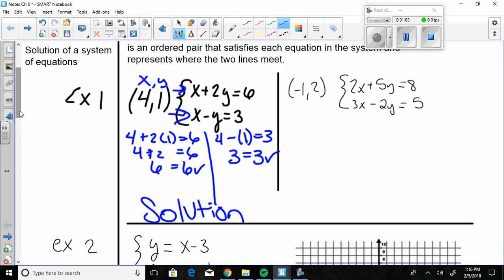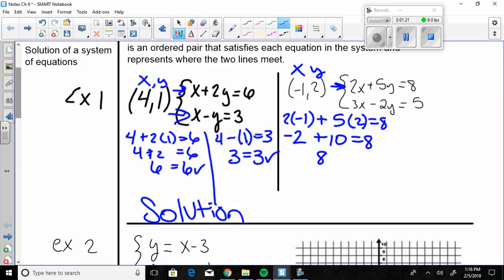Trying another one. Again, the point is our x and our y. Plugging into the first equation here. So 2 times negative 1 plus 5 times 2 equals 8. So that's negative 2 plus 10 equals 8. So negative 2 plus 10 is 8, 8 equals 8. So that one works, and you might be tempted to say that, well, the first one worked on the other set, and so the second one worked too, so that'll be the same here. I don't have to keep working it, but that's not really a good way to do it. You need to check every single time.